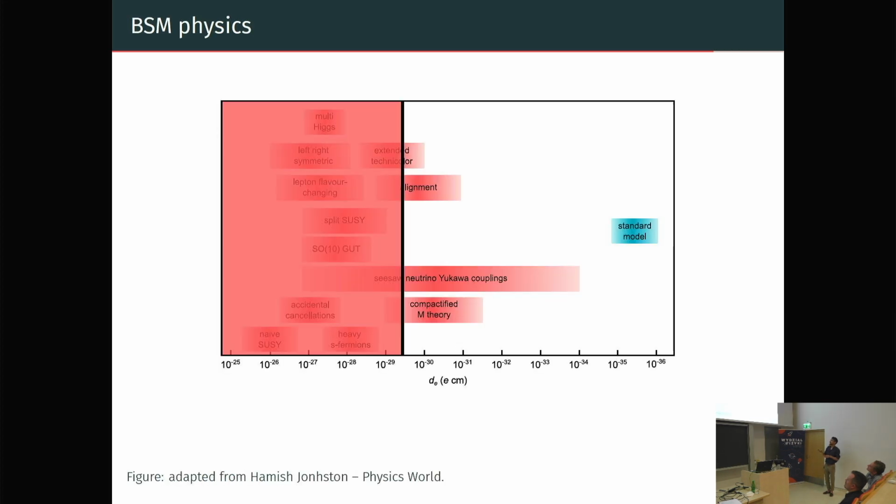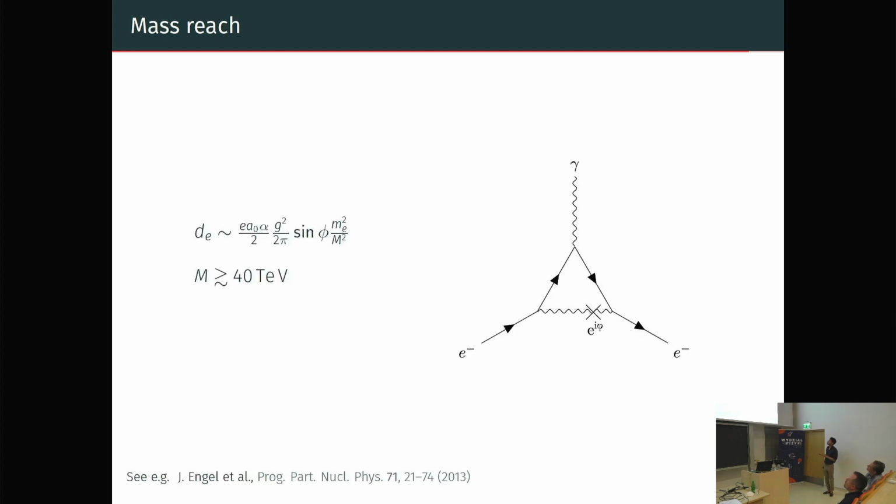Yeah, so this is how the measurement fits in with the predictions of various beyond standard model theories. We're making some reasonable progress into this parameter space, but we're still well away from the standard model, so there's plenty of room for improvement for ultracold neutral molecule experiments, for example. We're probing mass scales for new particles which couple to the electron at single loop level at about 40 tera electron volts.